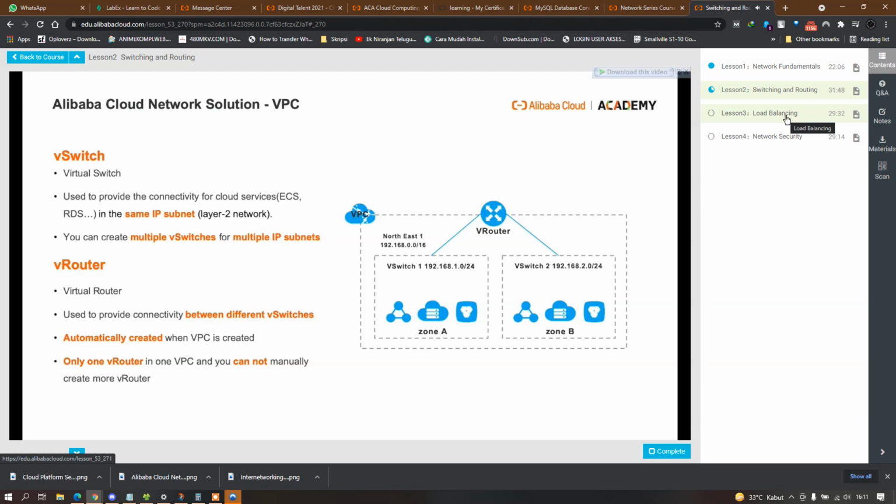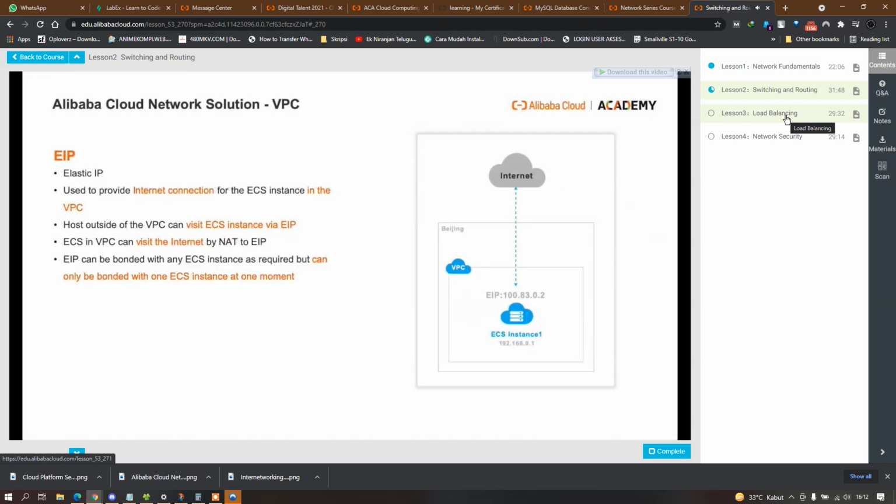But there is a limitation for the vRouter, which is that there is just one vRouter in one VPC, which means you cannot manually create one more vRouter. There is just one vRouter in a VPC, and it is automatically created when the VPC is created. This is the limitation of the vRouter. And also, just like the traditional router, there is a routing table on the vRouter, and you can configure or add new routes in the vRouter.